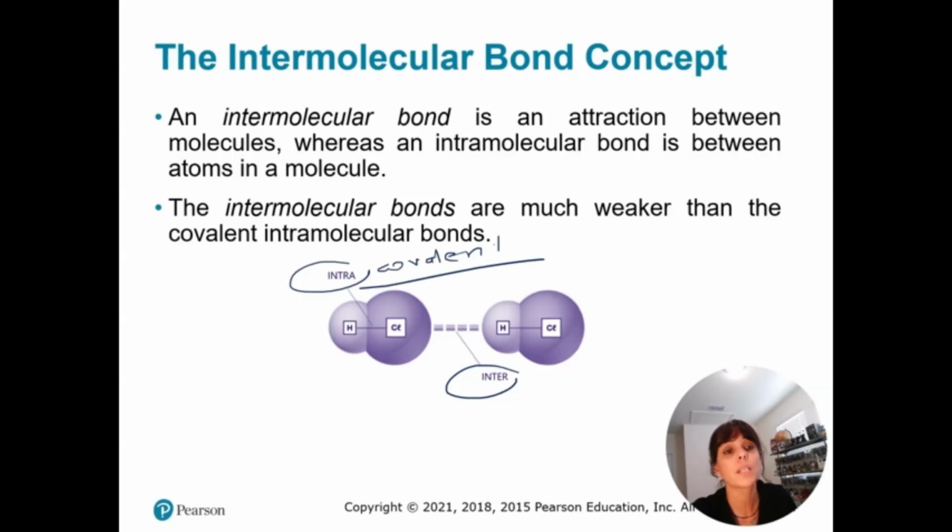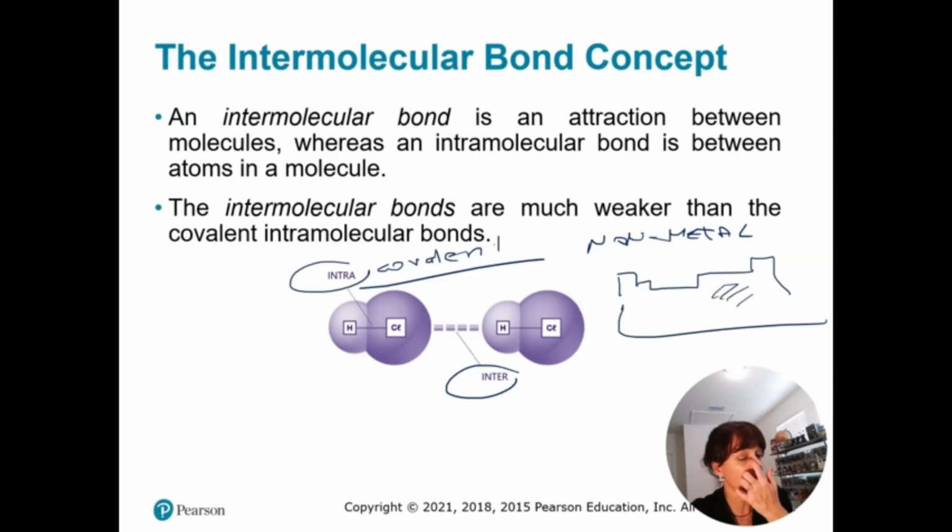Remember, covalent bonds form between nonmetals and nonmetals. If you go to the periodic table, nonmetals are on this side over here of the periodic table, okay? Or hydrogen plus a nonmetal. So here we have covalent bonds.